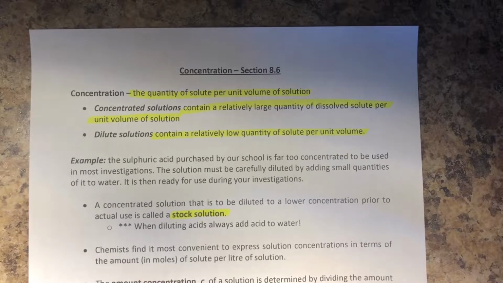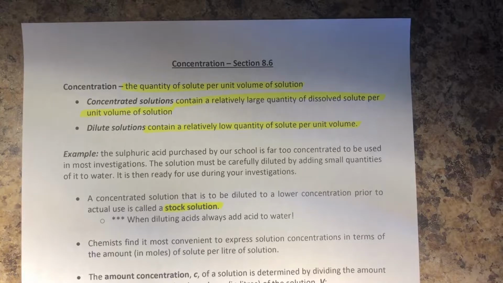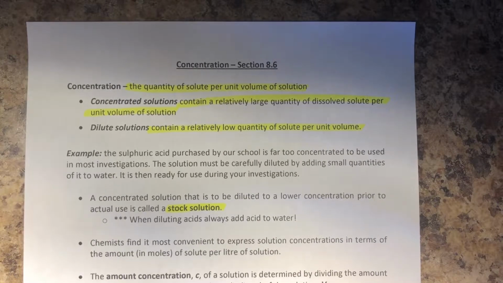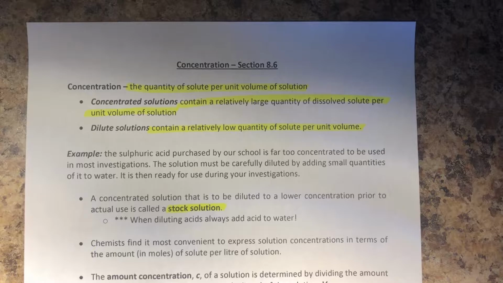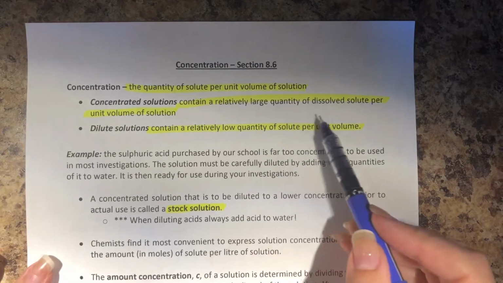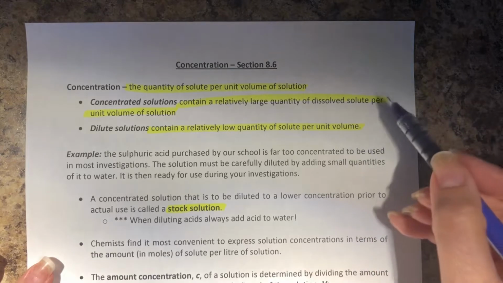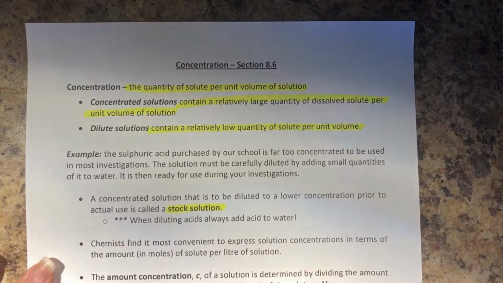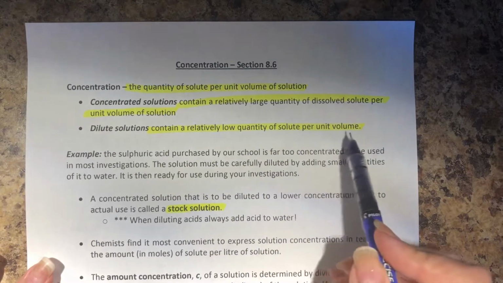Okay, so in 8.3, we learned about solutions and how they are formed, and so how ionic compounds dissolve and molecular compounds dissolve. And now we're going to talk about concentration. So concentration is the quantity of solute per unit volume of solution. And a concentrated solution contains a relatively large quantity of dissolved solute, which is what gets dissolved, per unit volume of solution. Dilute solutions contain relatively low quantity of solute per unit volume.